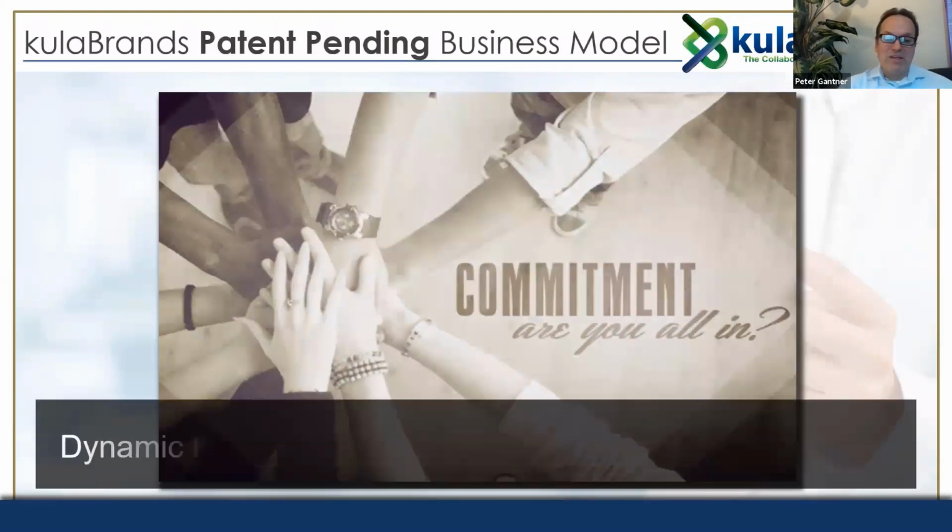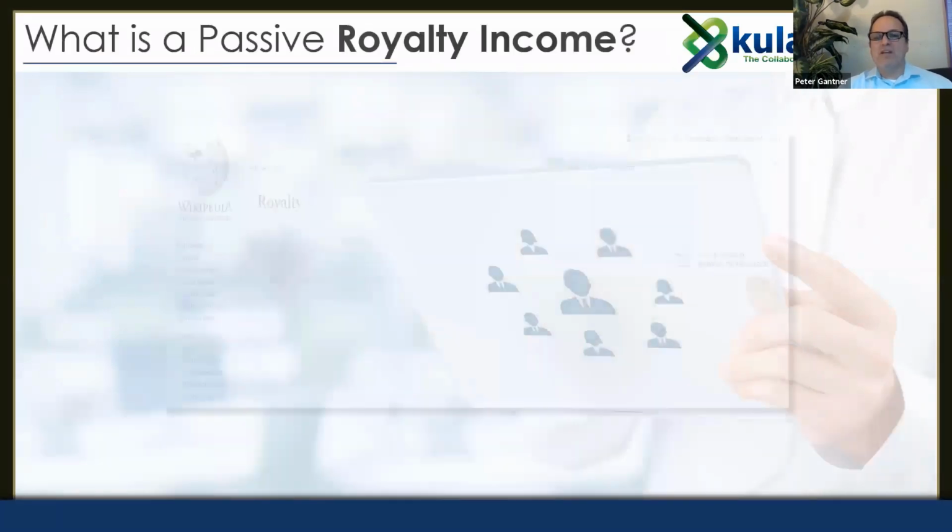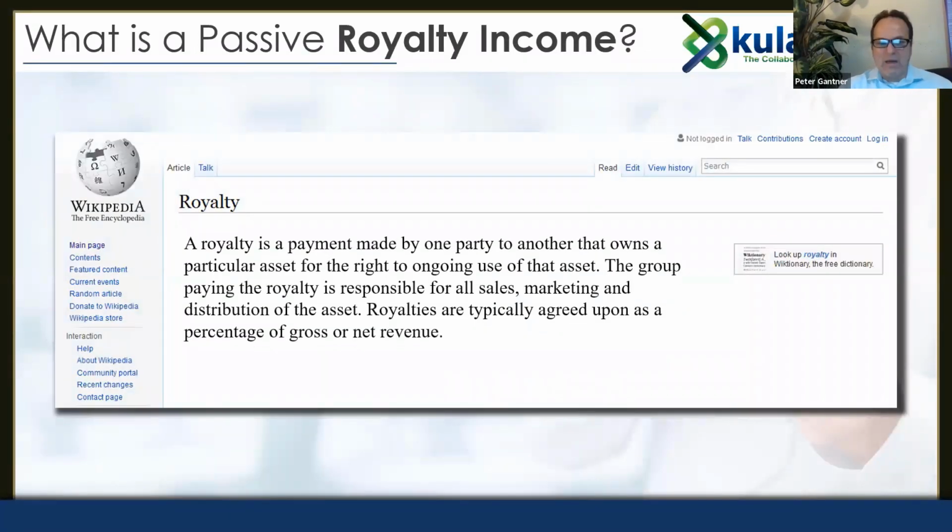This patent pending business model has a very long name: Dynamic Reverse Royalty Allocation System and Methods. We simply refer to it as a reverse royalty. And I know what your thought is. What the heck is a reverse royalty? Well, in order to go into that, first let me explain to you what is passive royalty income.